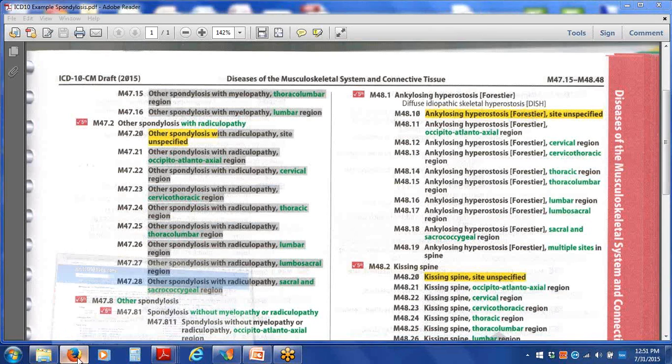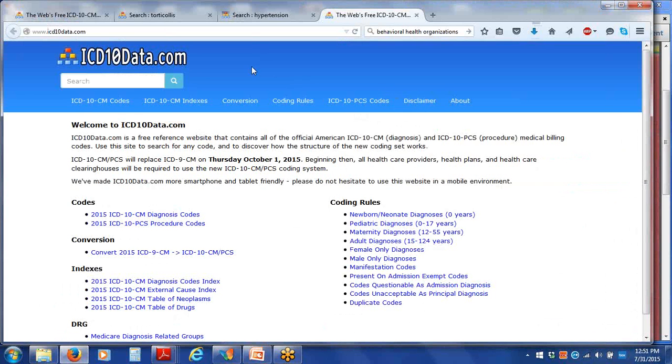I'm going to show you how to do this online using the ICD-10 data. Now, this is a free website. It's a very good one. But again, it's only going to be as good as the words that you use. So here's what you would do. If you need to look up a code, you would pull up your ICD10data.com website, go into the search, and just type in hypertension. And then you would search.